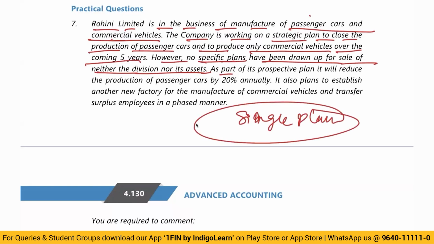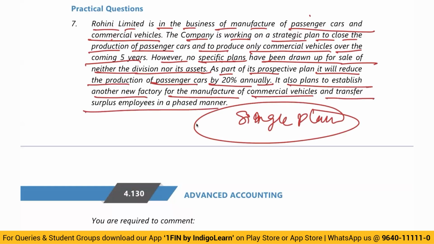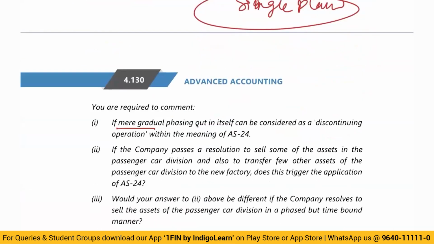As a part of its prospective plan, it will reduce the production of passenger cars by 20% annually. It also plans to establish another new factory for the manufacture of commercial vehicles and transfer surplus employees in a phased manner. So a gradual phasing out is what we can see in this particular case. You are required to comment if mere gradual phasing out in itself can be considered as a discontinuing operation. Will we consider? No, because we are gradually phasing out.